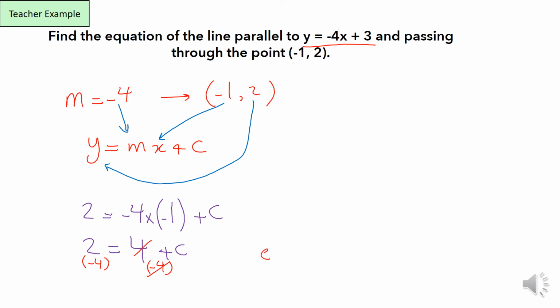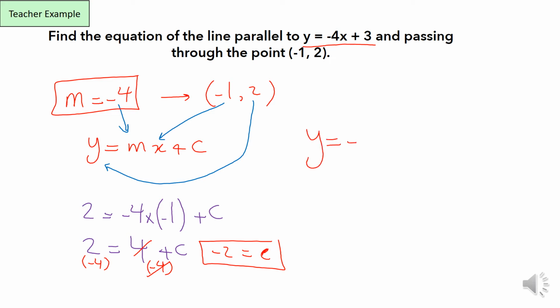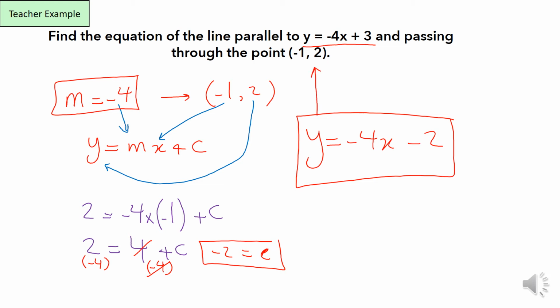I'll write it in front of it. c equals 2 minus 4, which is minus 2. So you have your c. You have your m. All you need to do is write the equation using those two things. So it's going to be y equals minus 4x, and instead of c, I have to put minus 2. There you go. So that equation is parallel to that line and passes through this point.